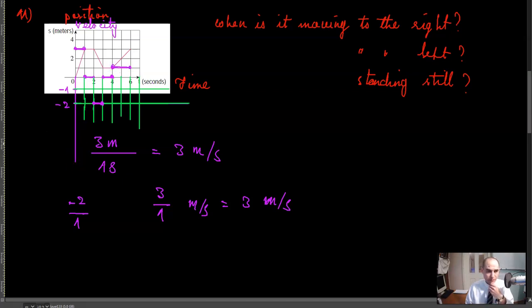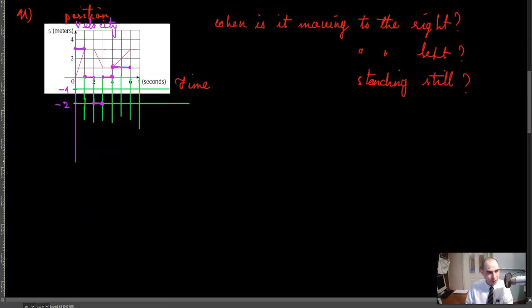I did graph both of them on the same coordinate system so that you can see what is the meaning of a velocity function. And these are all constant velocities, meaning that the velocity is not changing. It's a constant velocity of 3 meters per second for this interval, 0 for this interval, negative 2 for this interval, 0, and a positive 1 for this interval, right?